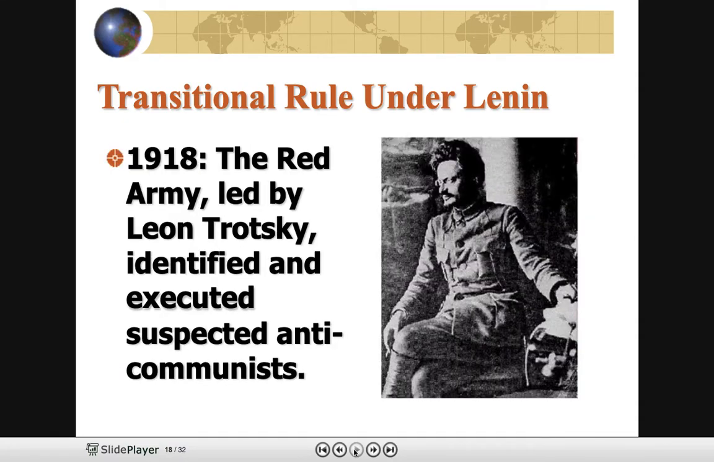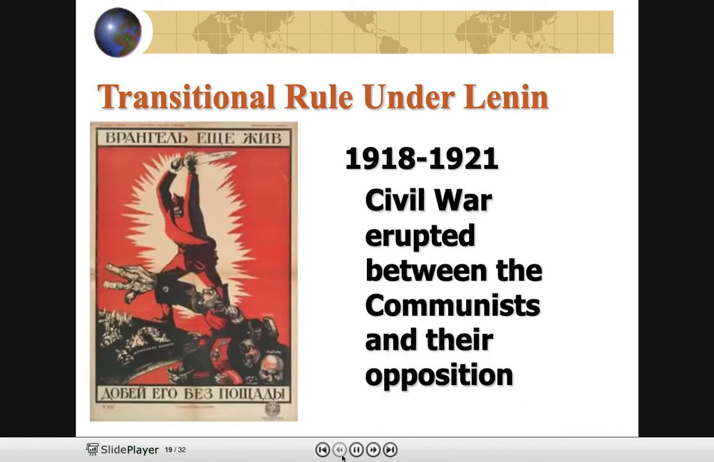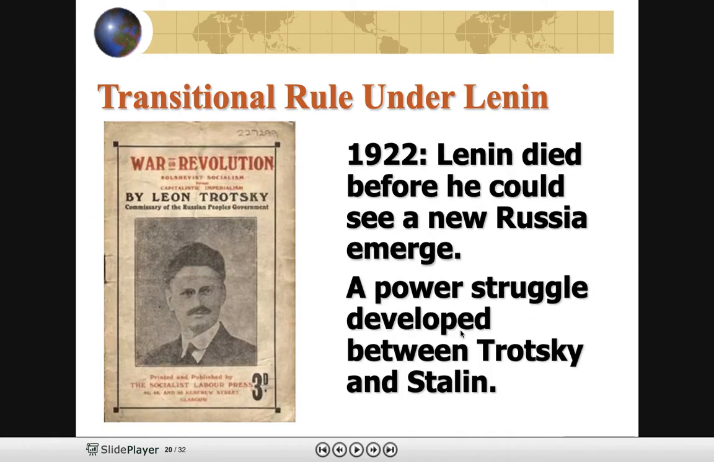I will say that. So Stalin's like, you know what? I want to have power. So in 1918, the Red Army, led by Trotsky, who was like a little rat, not literally a little rat, but he was in cahoots with Stalin, identified and executed the anti-communists. So that was a bad deal. Bad day if you were anti-communist. And then there was a civil war between 1918 and 1921. So this is that Russian Revolution we're talking about.